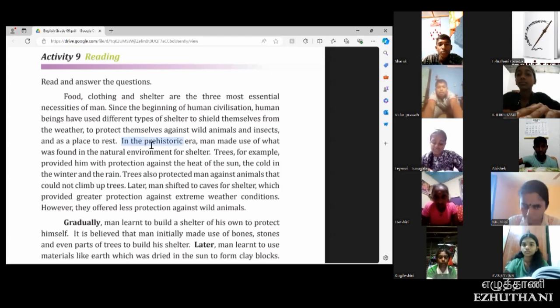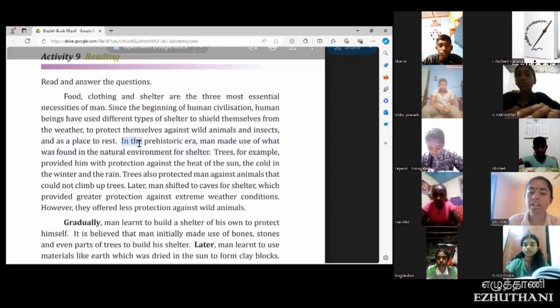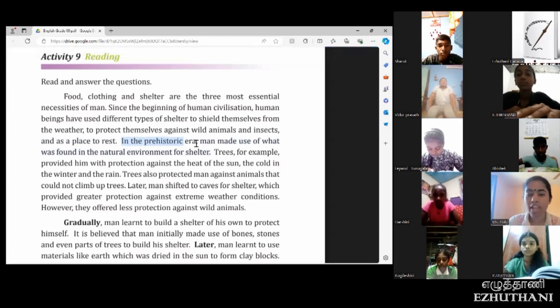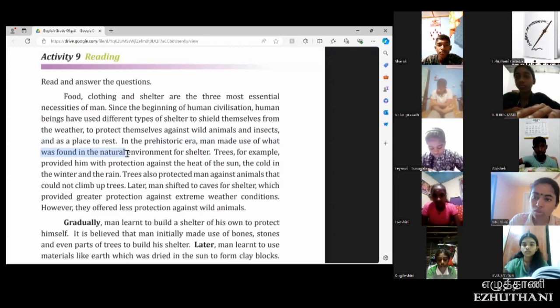In the prehistoric era, era is era, man made use of what was found in the natural environment for shelter. One more time. In the prehistoric era, man made use of what was found in the natural environment for shelter. Okay?